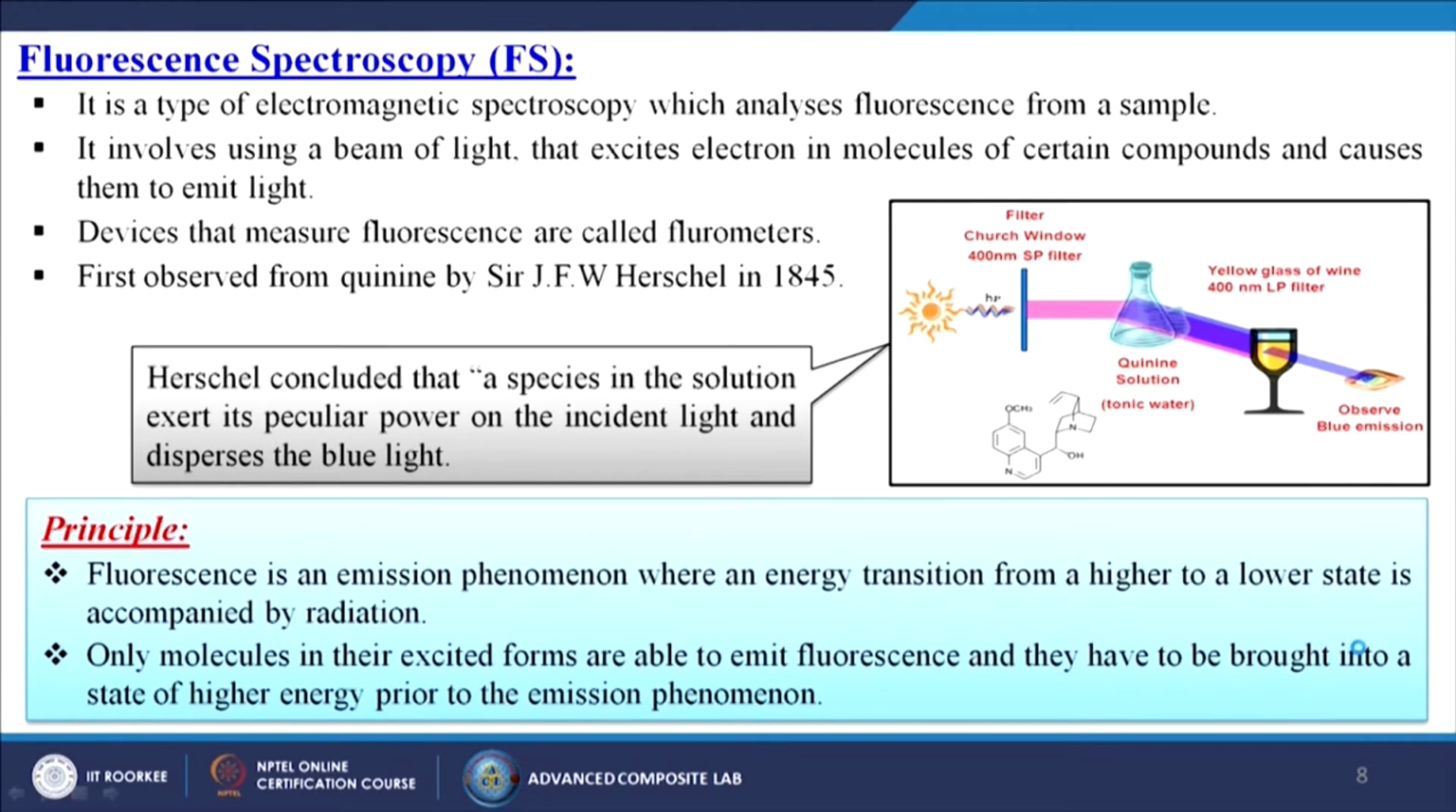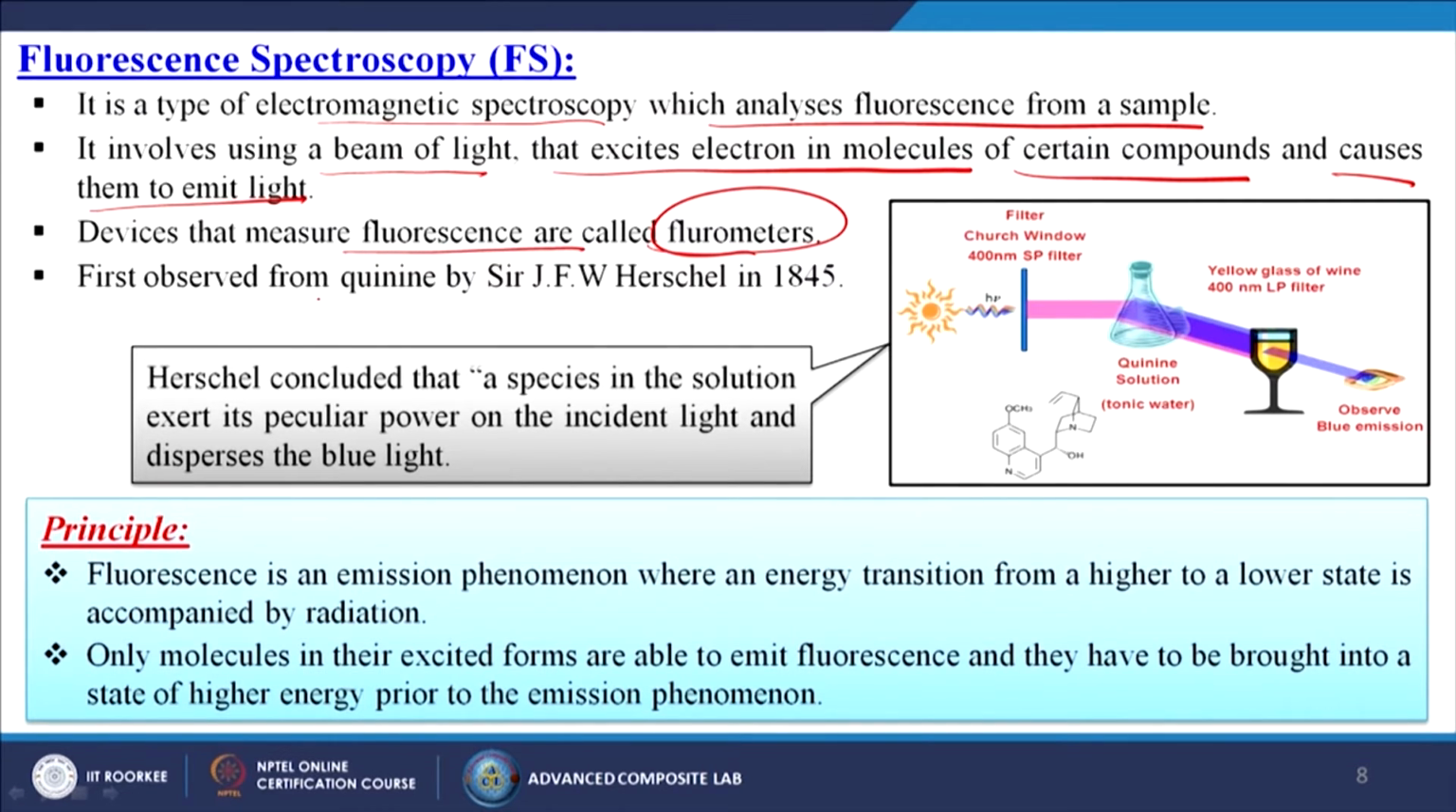Next technique is called fluorescence spectroscopy, in short generally we call it FS. It is a type of electromagnetic spectroscopy which analyzes fluorescence from a sample itself. It involves using a beam of light that excites electrons in molecules of certain compounds and causes them to emit light. Devices that measure fluorescence are called fluorometers. First observed from quinine by Sir J.F.W. Herschel in 1845. Herschel concluded that a species in the solution exerts its peculiar power on the incident light and disperses the blue light itself.